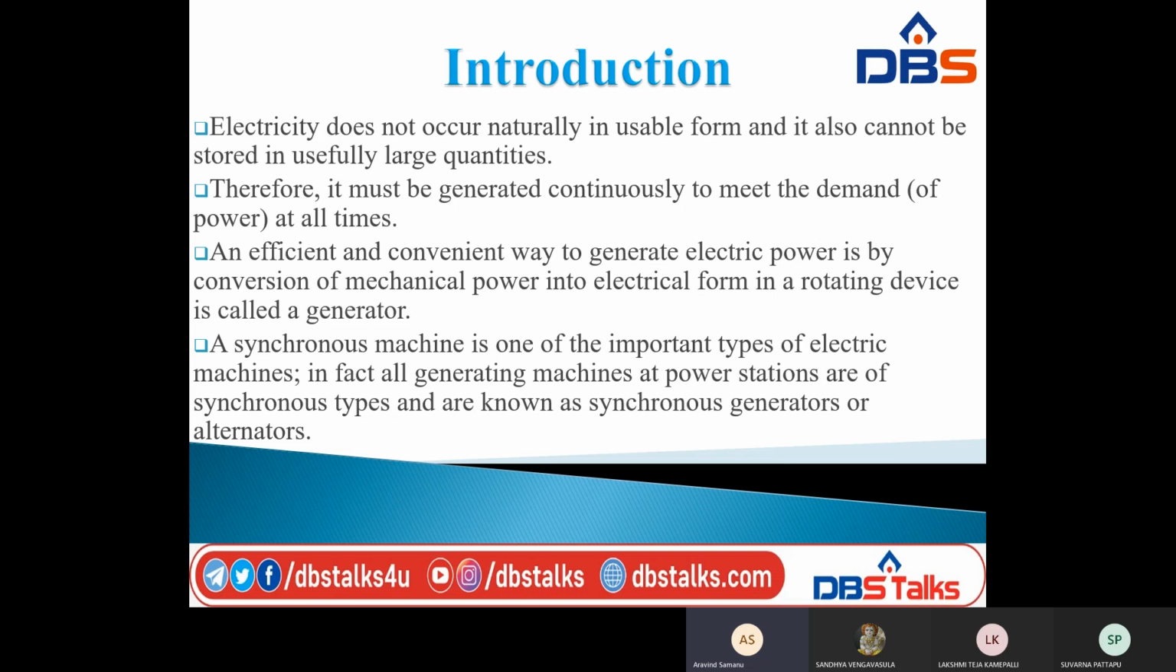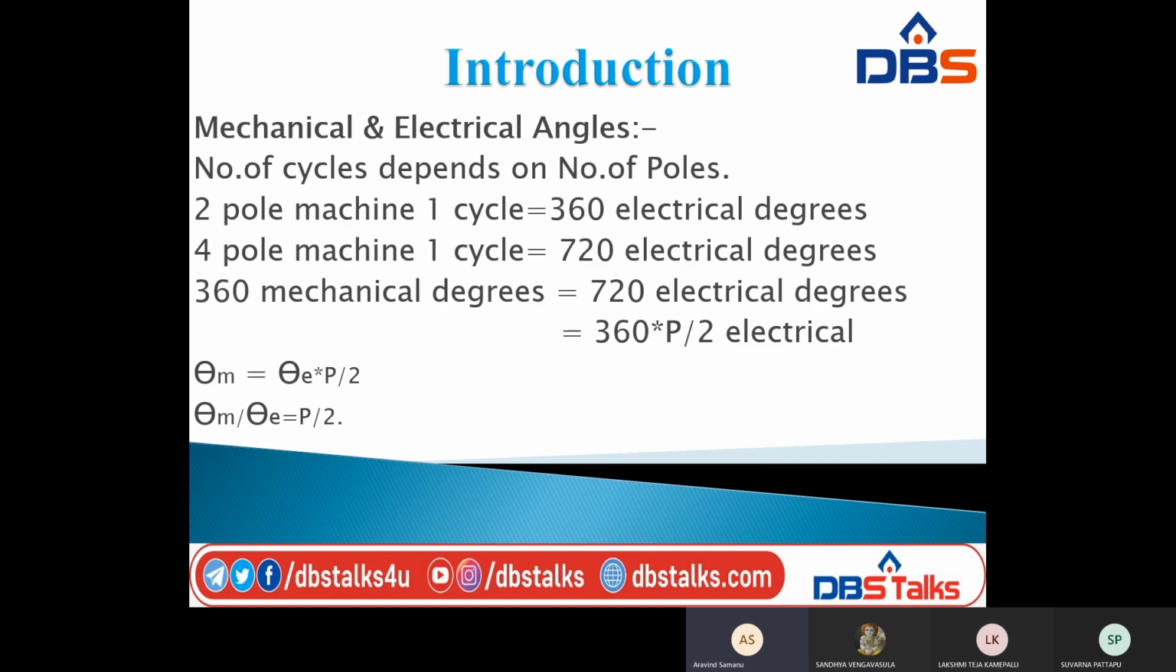Another topic in the introduction is mechanical and electrical degrees. To give the mechanical and electrical degrees for the synchronous generator, we have to use the number of cycles and number of poles. The number of cycles depends on the number of poles. For example, if we take a two-pole machine, that means we have one north pole and one south pole. Here we are using one cycle, which depends upon the two-pole machine. This is equal to 360 electrical degrees.